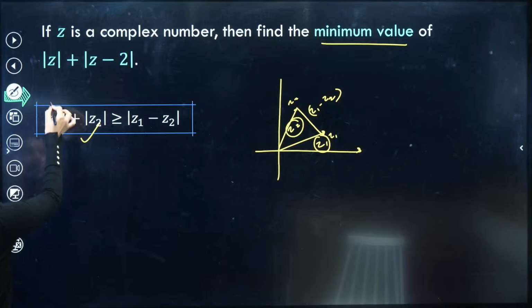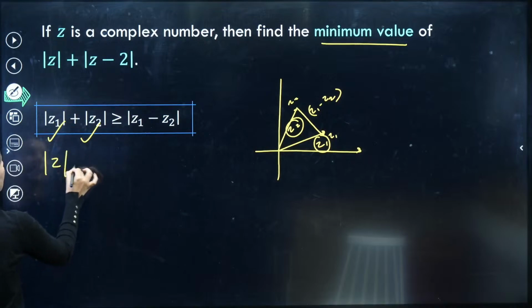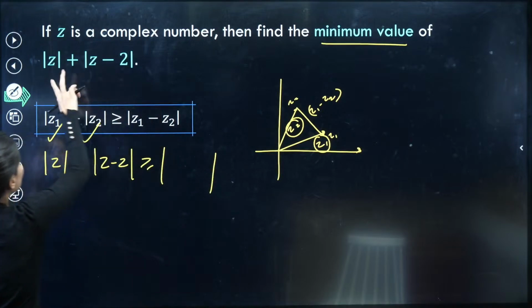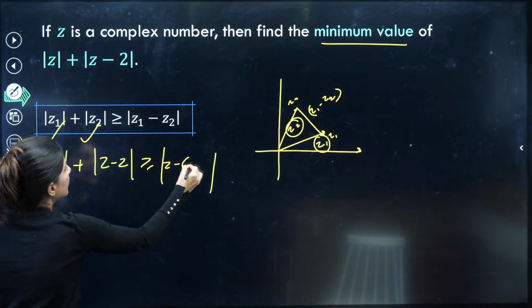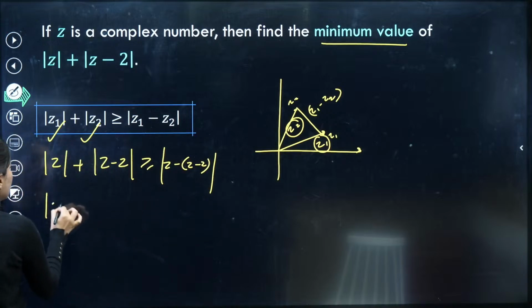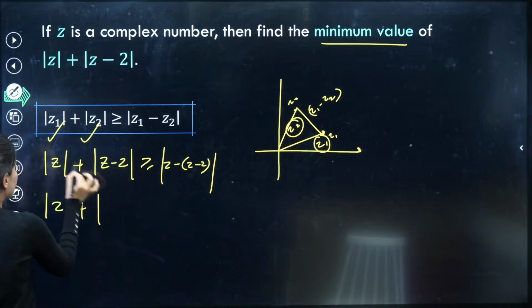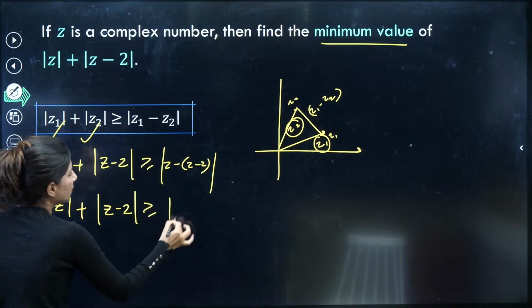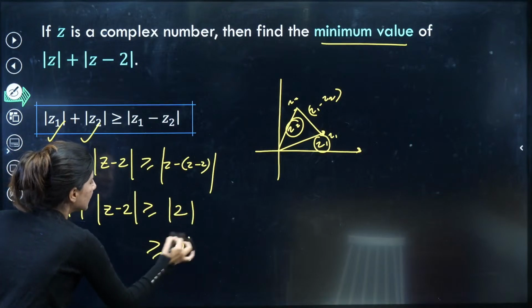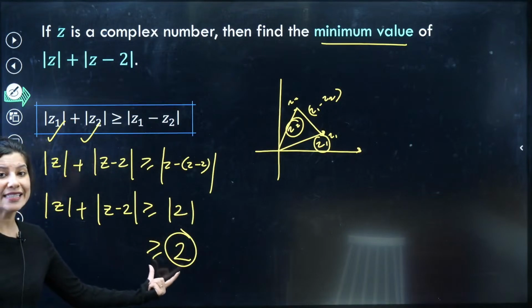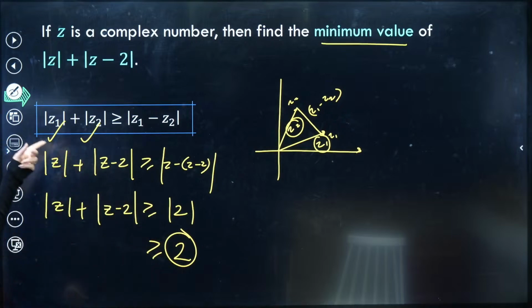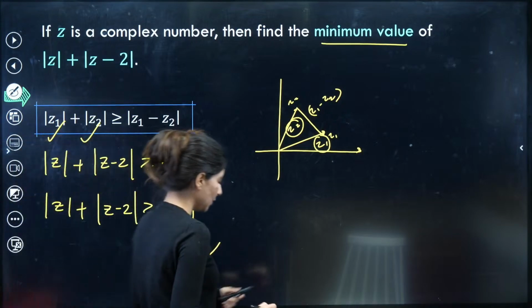Now let us use it and solve. Very easy question. So Z1 will be replaced by Z, Z2 will be replaced by Z - 2, greater than or equal to the difference of these two. So |Z| + |Z - 2| will be greater than or equal to |2|. Now |2| is what? So this particular quantity is greater than or equal to 2. Can you see? This quantity is greater than or equal to 2, right? So what is the minimum value? 2 is the minimum value, right?